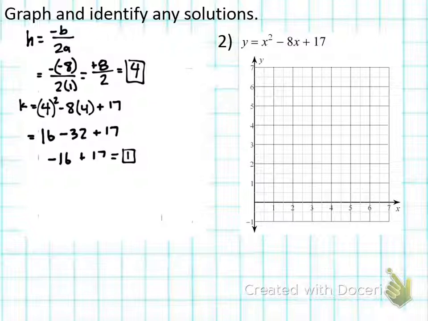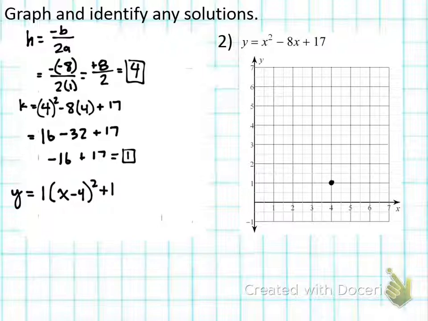So I could literally go to my graph and plot that, right? That's our vertex point. And I know it's opening up because a is positive. So now what I'm going to do is create the vertex form of this equation. So we already know how to do that. Y is equal to a, which is 1, times x minus h, which is 4, squared plus 1. Okay? We plotted our vertex.